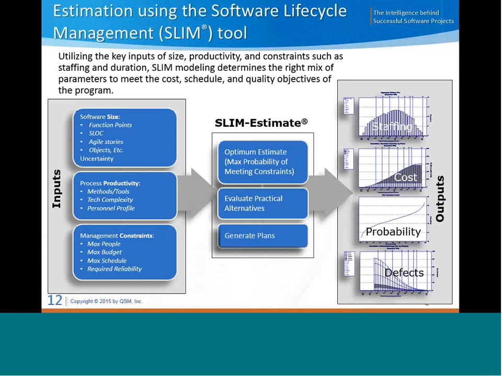So for the size of the functionality, there are multiple ways to measure that, and we can work with all of those different methods. Some of the common methods are number of Agile user stories, number of function points, number of lines of code, number of requirements, number of objects. So we have a method at QSM of translating all of these to a common sizing unit that we call an implementation unit.